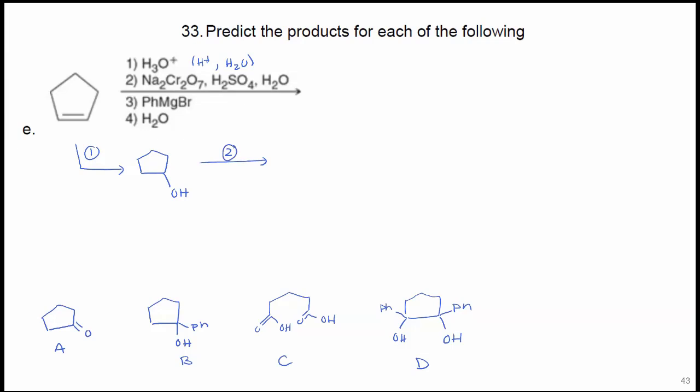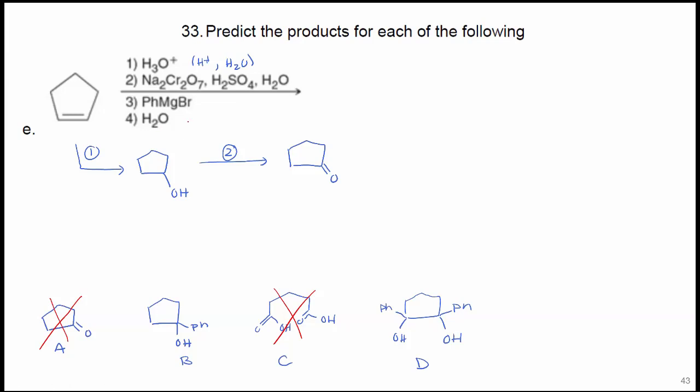Step 2 is the Jones reagent, which will oxidize the alcohol. Since we only have one hydrogen there, this is going to oxidize to the ketone. So that's after step 2. We're not going to get any alkene cleavage with ozonolysis here or anything like that. So C won't be our answer. And A is our intermediate. We still have one other thing to do there, so A is not correct.